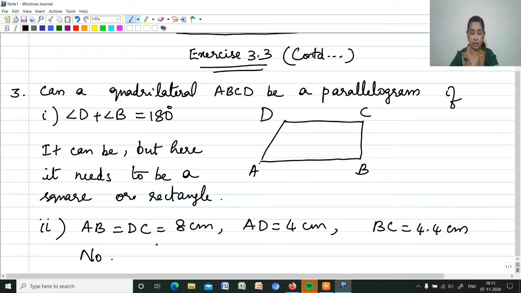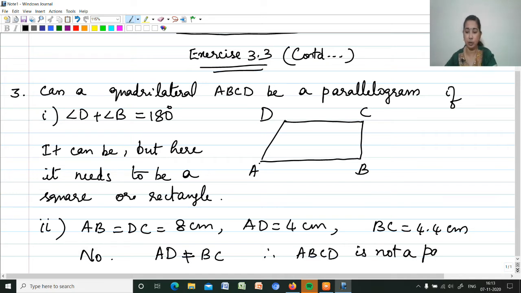No, it is not a parallelogram because, what is the reason? Here AD is not equal to BC. Therefore, ABCD is not a parallelogram.